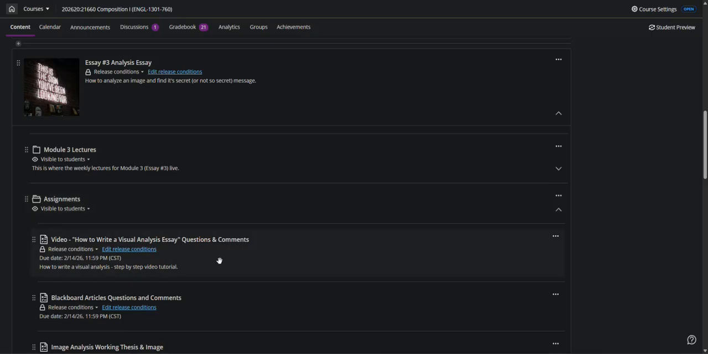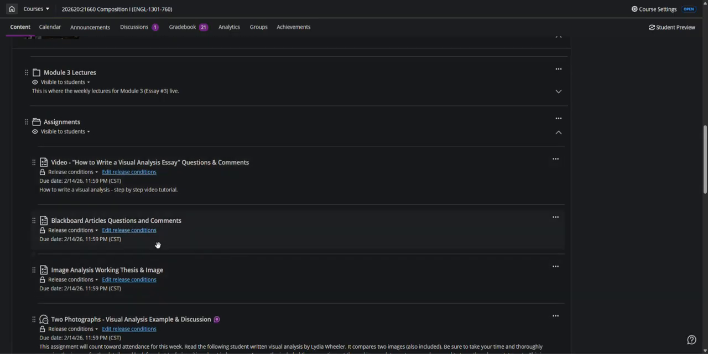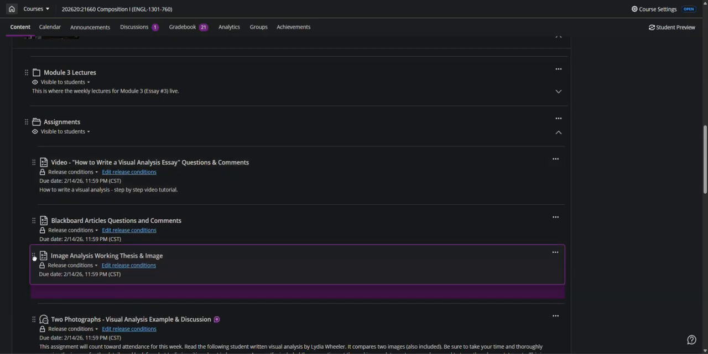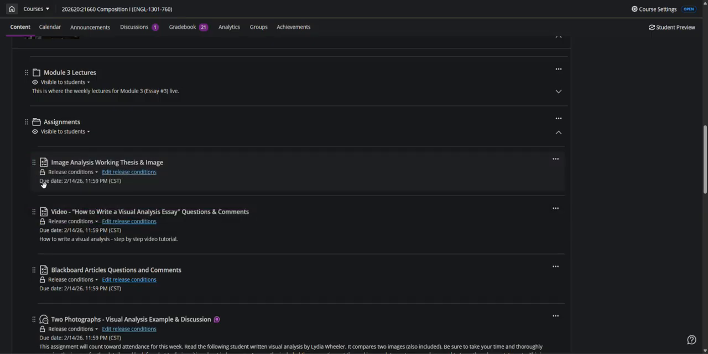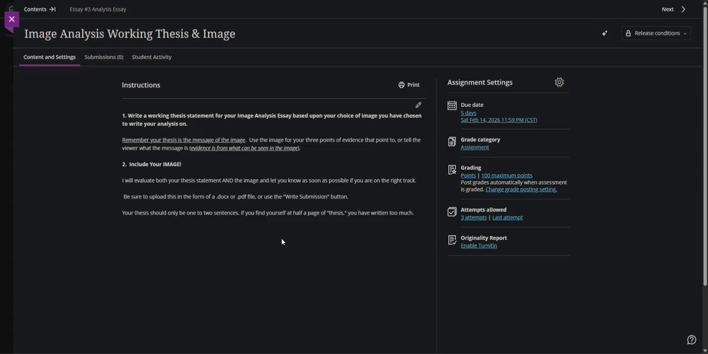So the assignments that we have due this week, the 4 assignments. The first one is going to be the most important one, I believe. It's going to be your image analysis working thesis and your image. So what I want you to do is when you find your image, I want you to tell me what your working thesis is. And your working thesis should be something along the lines of the message of the image is blank because of blank, blank, and blank. In other words, you're telling me what the message of the image is and 3 ways that the picture shows you what that message is.